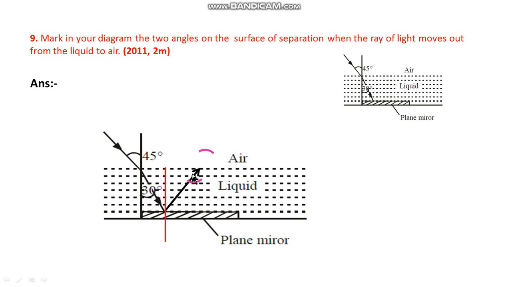So this angle is also 30 according to the law of reflection. If this is 30, then at the interface of liquid and air, the angle of incidence also becomes 30. Light travels from liquid to air, so it bends away from the normal. So the angle of refraction here is 45 degrees.